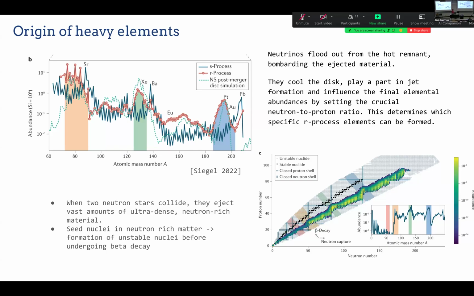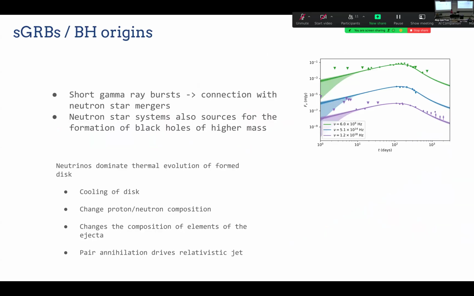And then there are other motivations. For instance, short gamma ray bursts also have a connection with binary neutron star mergers. And finally, neutron star systems have been proposed as a source for the formation of high mass black holes.